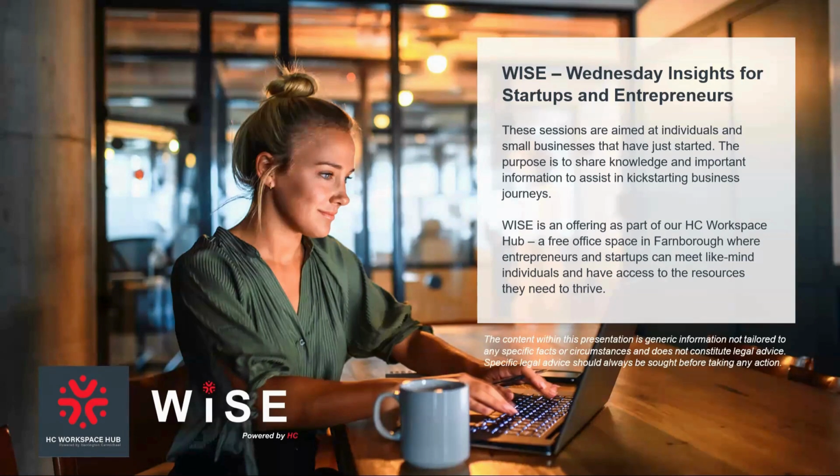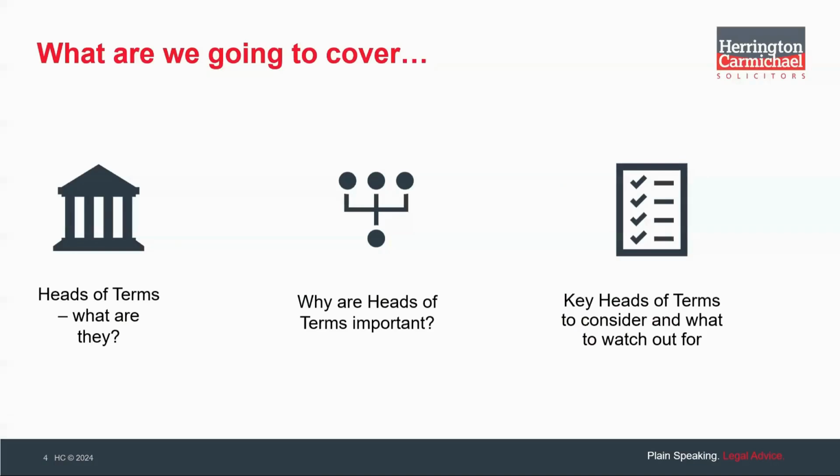So if you're a new business or an individual and you're doing well and thinking of maybe expanding, taking on premises, maybe a new office, or if you're manufacturing, you might want to take some industrial premises. At that stage, you would be looking at negotiating what's called heads of terms, and that's what this webinar is about. Thank you, Rachel.